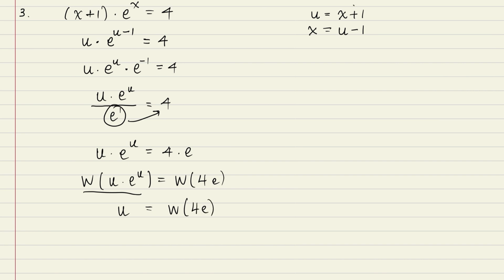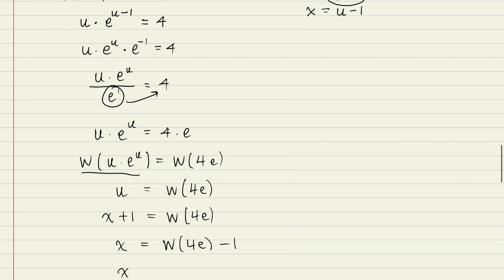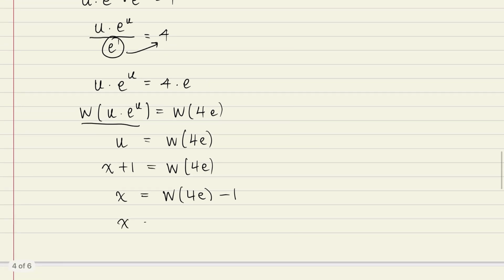Now u was x plus 1. So x plus 1 is equal to W of 4e. That means x is equal to W of 4e minus 1. So x is equal to 0.79904.